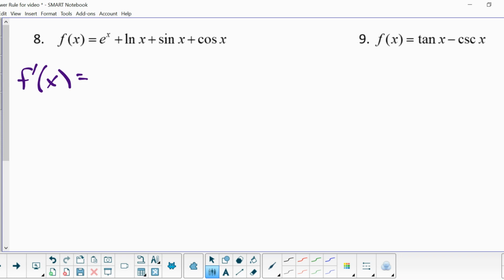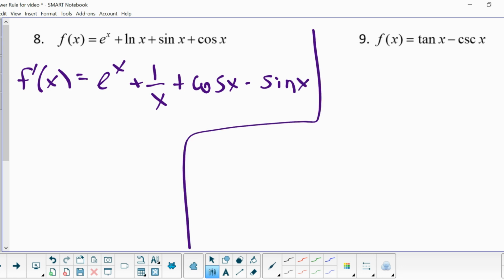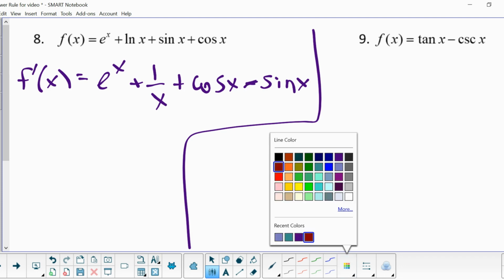Okay, the derivative of e to the x is itself, e to the x. The derivative of the natural log is 1 over x. The derivative of sine is cosine, and the derivative of cosine is negative sine. This problem is goofy on its own, and there's nothing else you would need to do to that. You just leave it alone. That is a minus. Okay, now we have the last one.